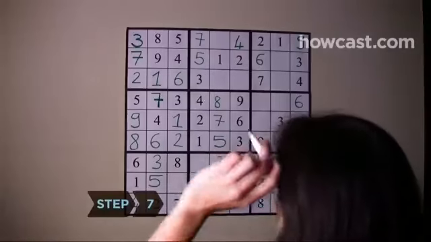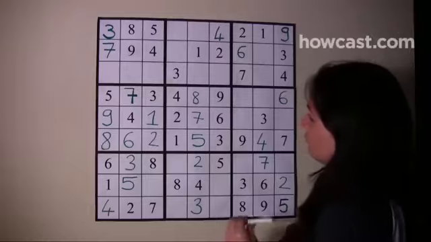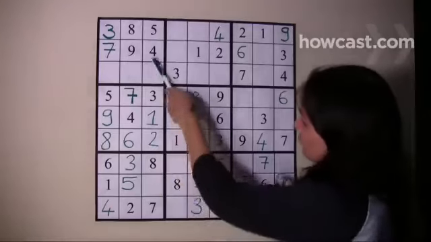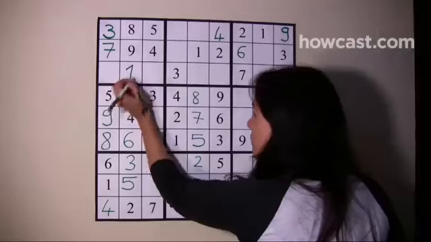Step 7. Typically, by doing simple cross-hatching, you will fill in several squares. Once you've gone through all the boxes, return to the box you started with and repeat the process, as it's likely there are now more available solutions.